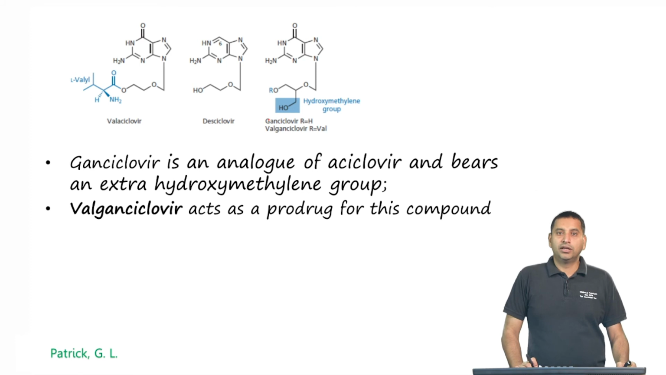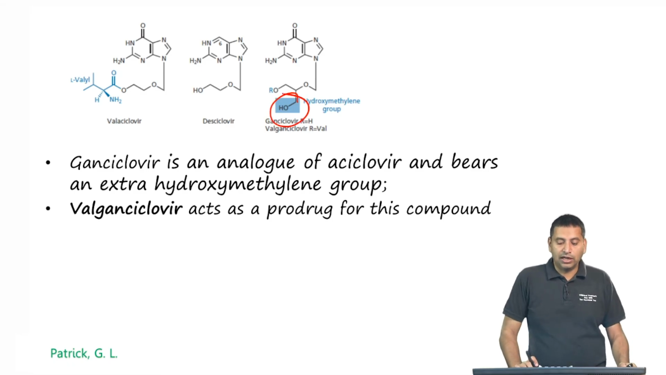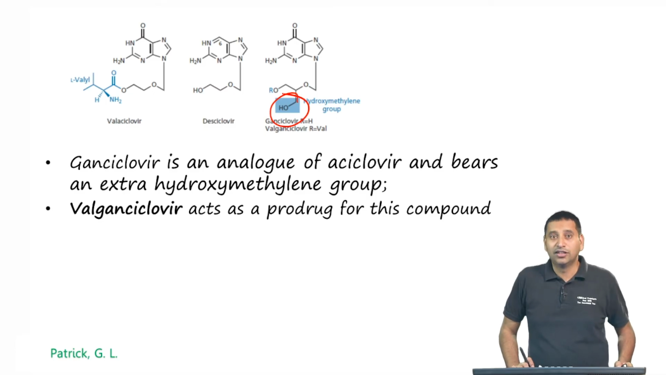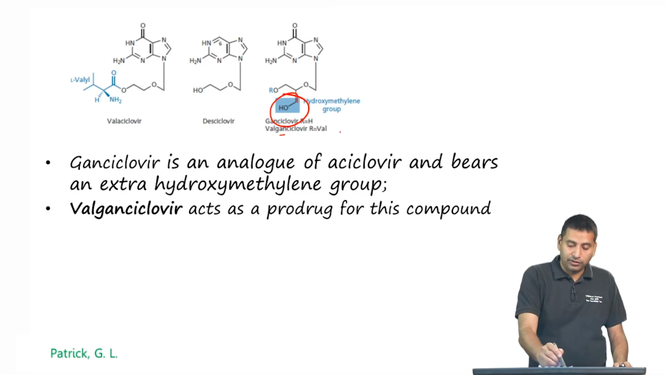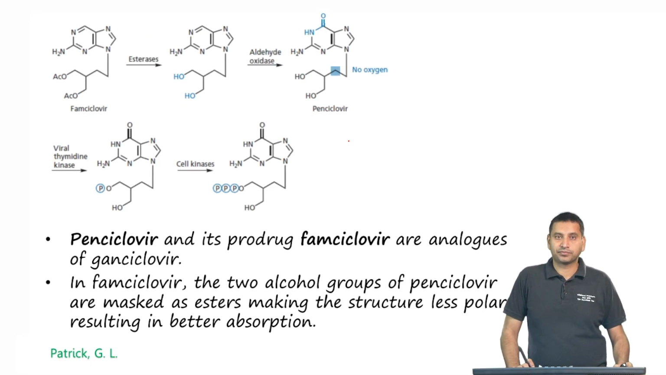Okay. The next class of molecules is the ganciclovir, which is again an analog of acyclovir, and it has an extra hydroxymethylene group as shown here. Okay. And there is another version of this, which is valganciclovir, which acts as a prodrug for this molecule. It has the valine ester of this in the structure.